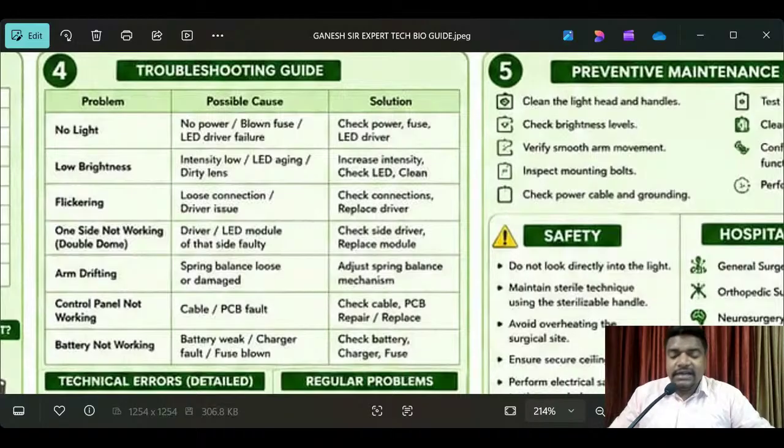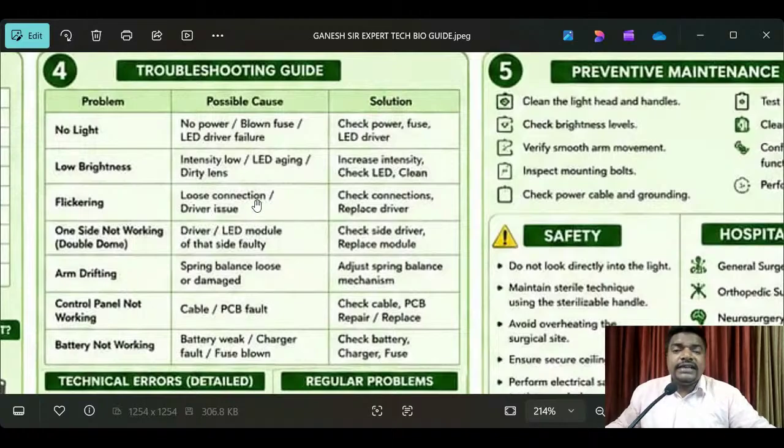For that purpose, biomedical engineers, listen carefully: preventive maintenance is very, very important. Understand? I will explain what preventive maintenance involves, but let me first finish the troubleshooting guide of the OT light. Next, flickering, the light not glowing properly. A flickering light makes it impossible to do procedures and operations, so it is very important. Loose connections happen and driver issues also sometimes happen.